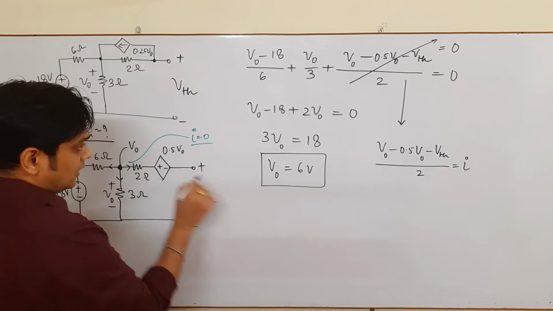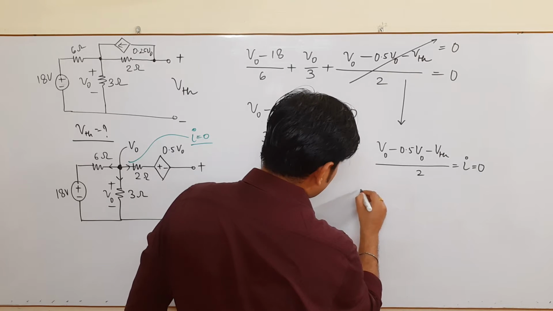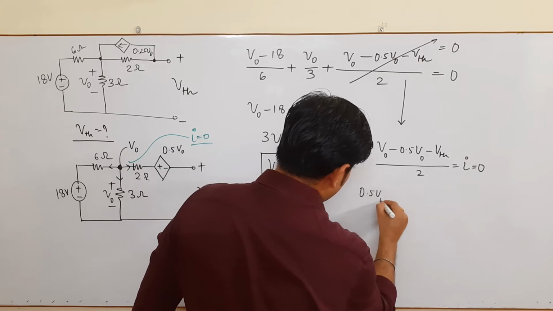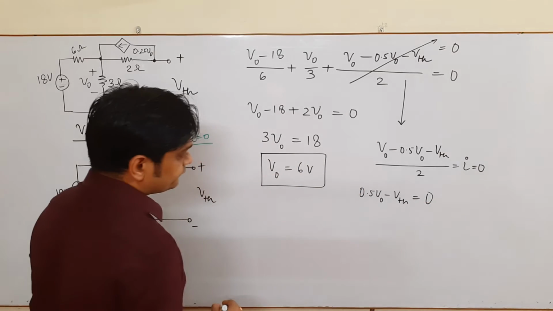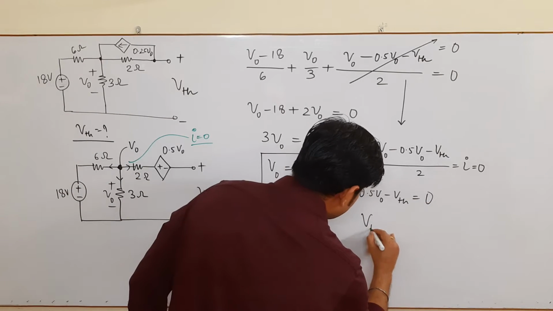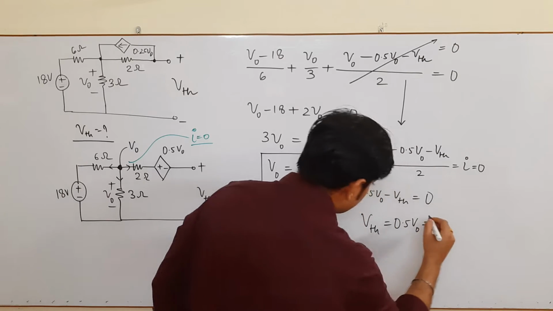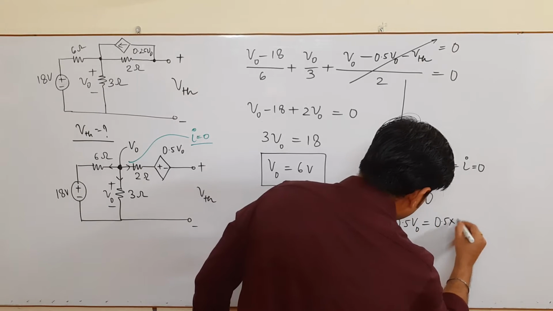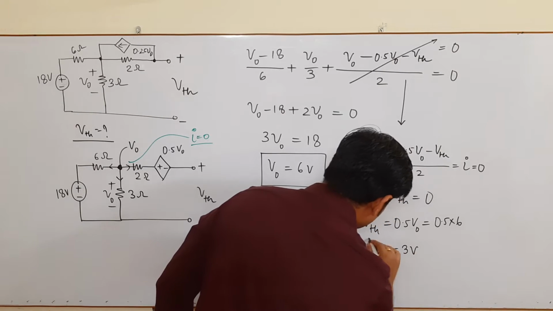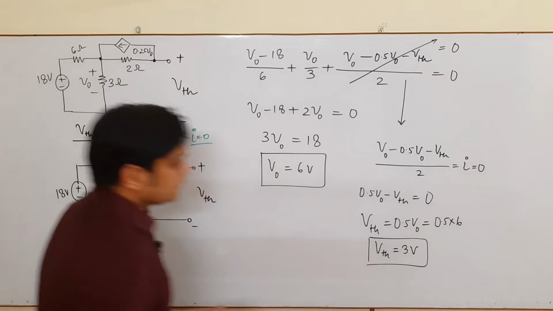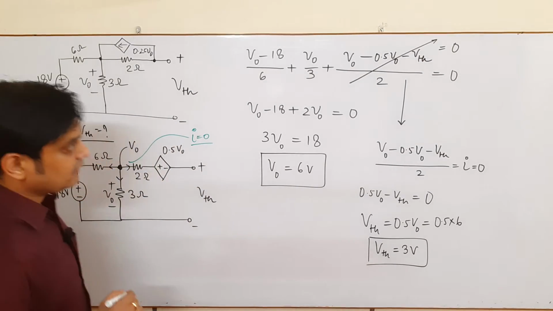Yes, and this current is what? It is 0. So you can say that 0.5 V naught minus VTH is what? It is 0. So you can say VTH is equal to 0.5 V naught, or you can say it is 0.5 into 6. That comes to be the value of VTH comes to be 3 volt. Very important. So finally one can find the value of VTH as 3 volt.